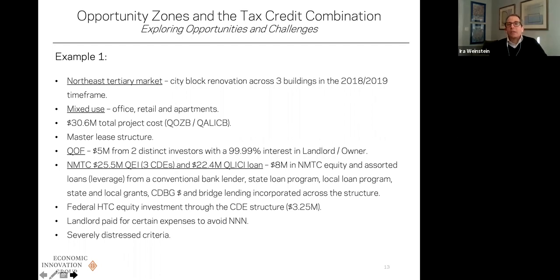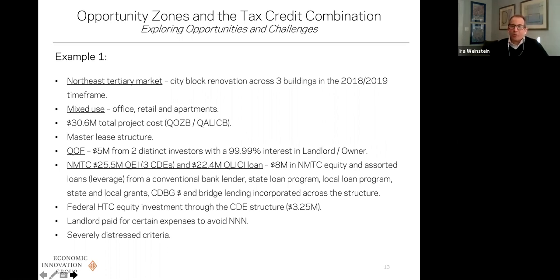In this case, the QOZB and the QALICB, for New Markets purposes, were one and the same, and this was done in a master lease structure. There were 2 distinct investors in the QOF, and the QOF had essentially equity that lined up with other sources of equity. The New Markets piece, and this gets to the complication, was over $25 million in QEI across 3 different CDEs. The loan was just over $22 million. And there were a lot of different sources here that made up the entire QEI.